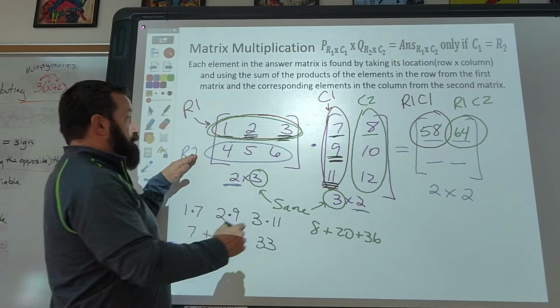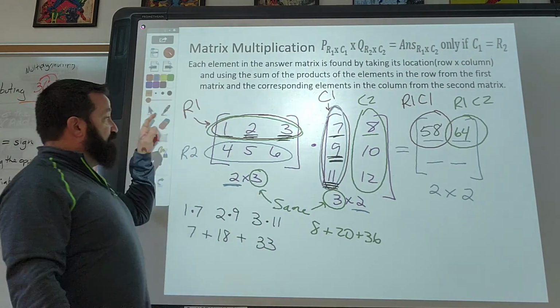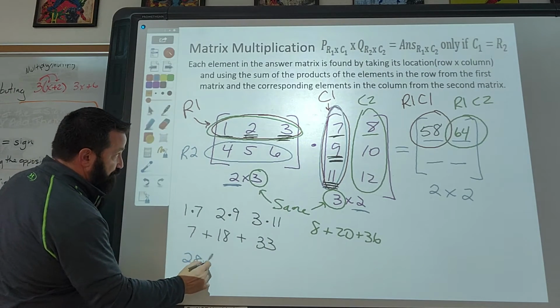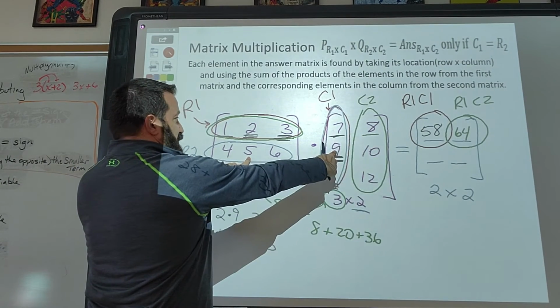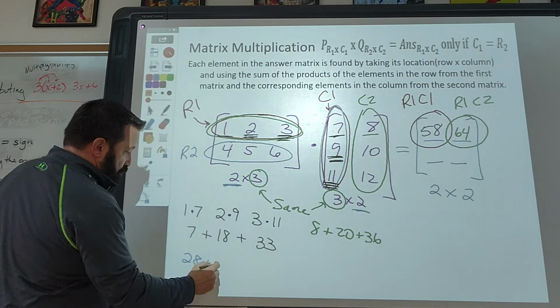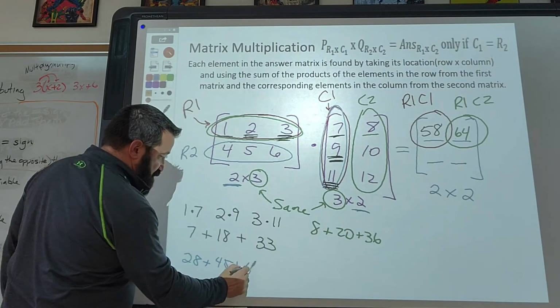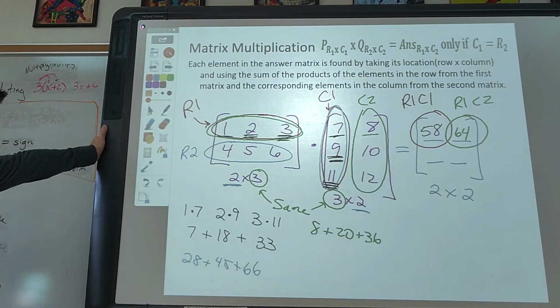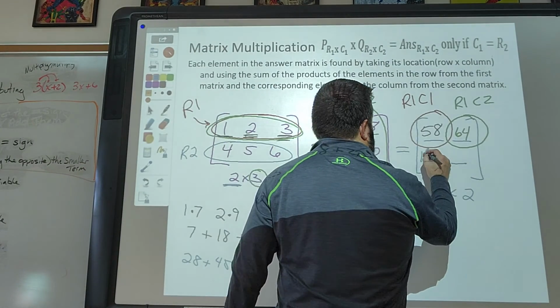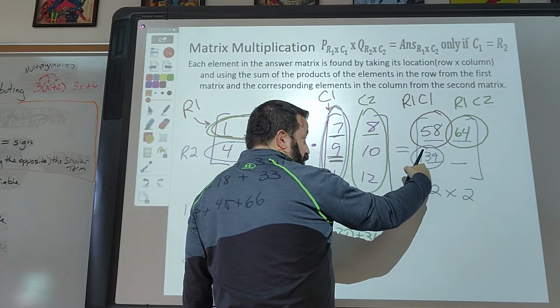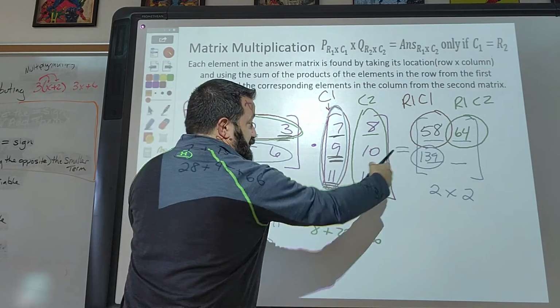Take this row times this column. Again, first element times first element. 4 times 7 is 28. Second element times second element. 5 times 9 is 45. Third element times third element, that's 66. So I add that together. Let's see, 66 and 45 is 111. So plus 28 would be 139, I think. And that would give me that element. So that is row 1, I'm sorry, that's row 2, column 1. I multiplied row 2 and column 1 to get that answer.